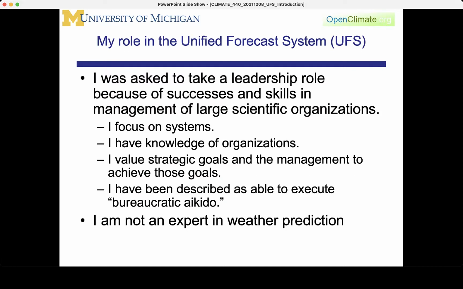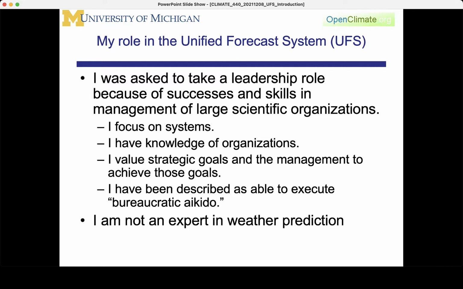What's my role in this? It's not that I'm an expert in weather prediction, because I'm not an expert in weather prediction. But I was asked to take on this leadership role as a special request to the late Bill LaPinta, who was then the director of the National Centers for Environmental Prediction. And I was asked to take this role because of numerous successes earlier in my career in the management of large scientific organizations.